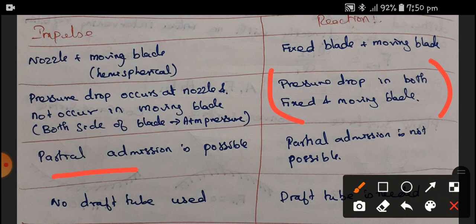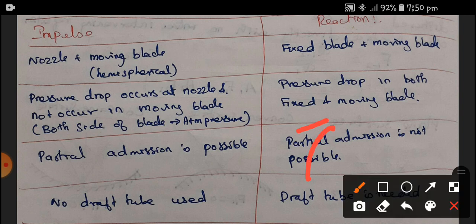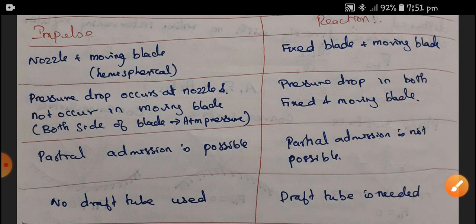In an impulse turbine, partial admission is possible, whereas in a reaction turbine, partial admission is not possible. In an impulse turbine, there is no draft tube. In a reaction turbine, a draft tube is used, since the water leaving has a lot of kinetic energy. So we have to convert all the kinetic energy into pressure energy. That is why the draft tube is used. The draft tube converts the kinetic energy into pressure energy.